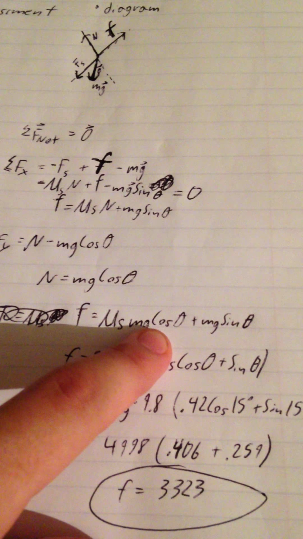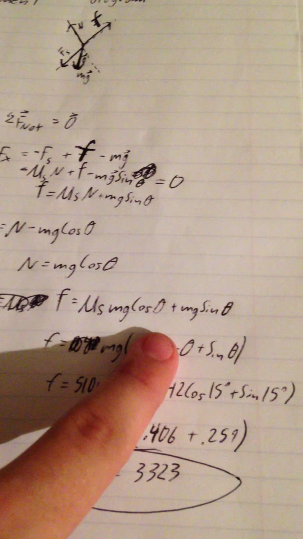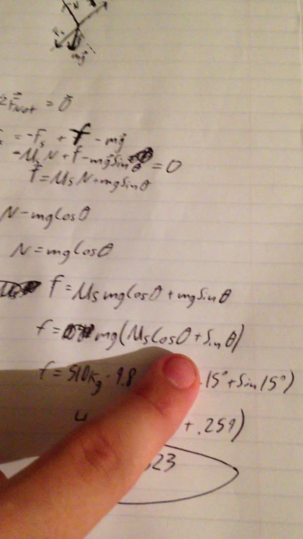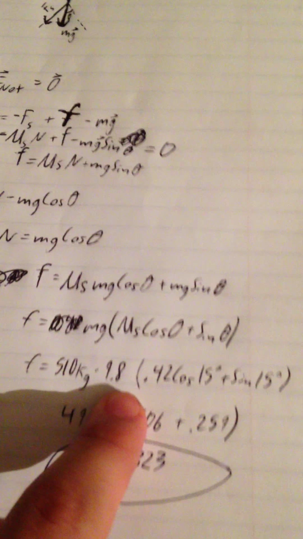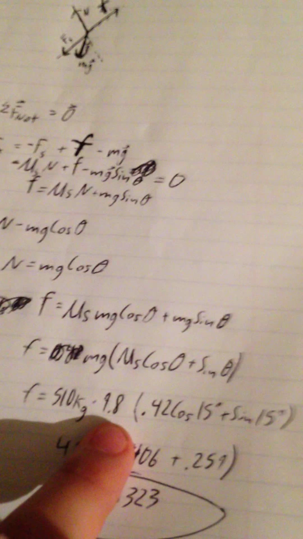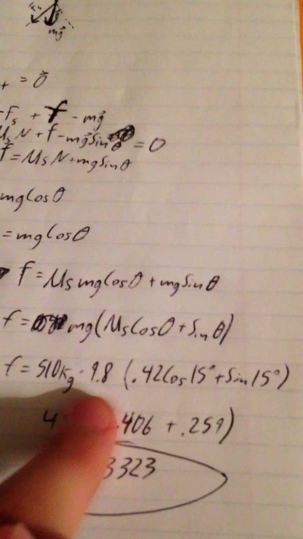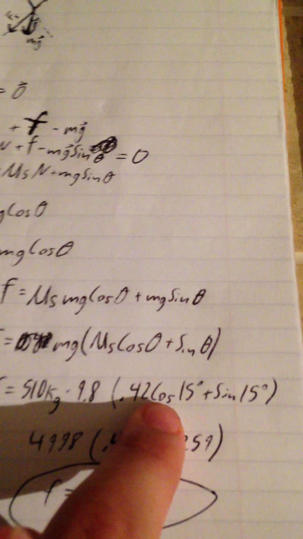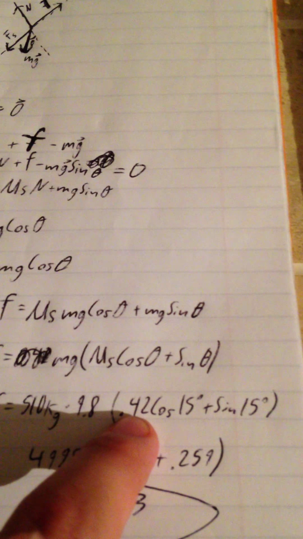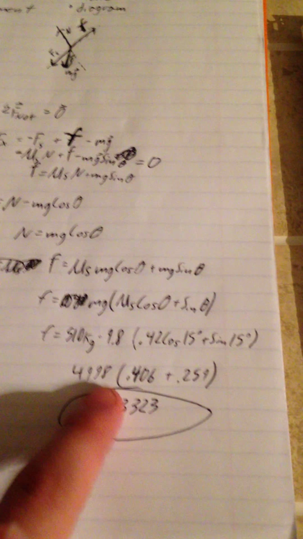So you plug that in right there, and when you start solving this, you can isolate or factor out mg, and then you plug in everything that you know: 510 kilograms, 9.8 newtons per kilogram, and then 0.42, the coefficient of static friction, times cosine 15, plus sine 15 degrees.